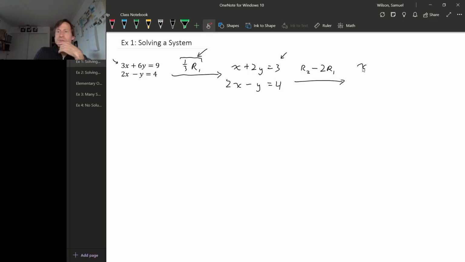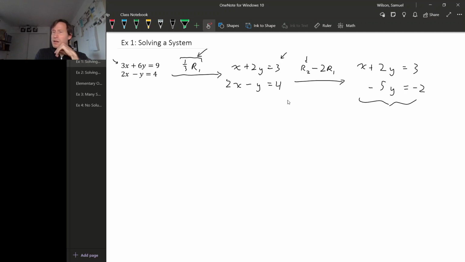So we're leaving the first row alone, so x plus 2y equals 3. But we're replacing the second equation with that equation minus twice the first equation. So 2x minus 2x is no x's, minus y minus 4y is going to be minus 5y. And then 4 minus 6 is minus 2. Okay, and this gives us another new system of linear equations.